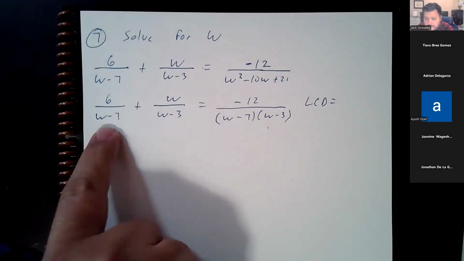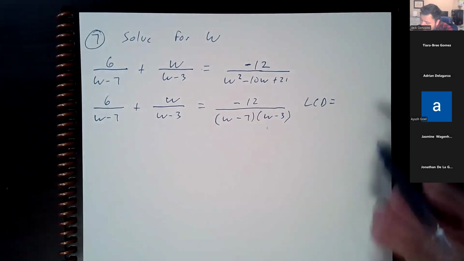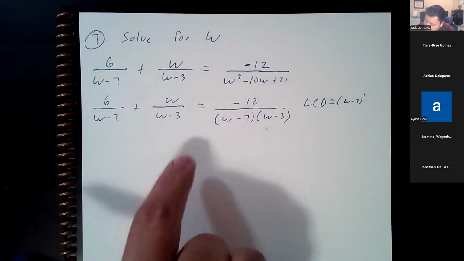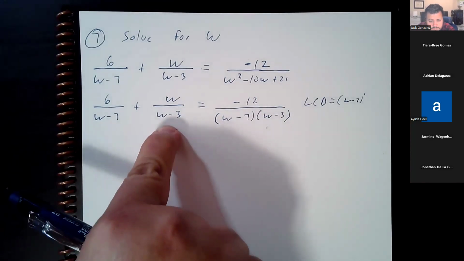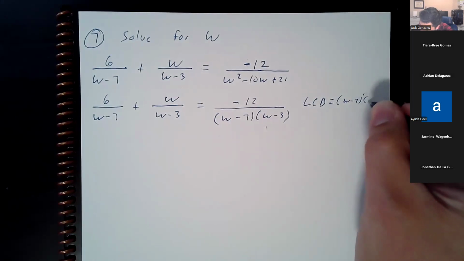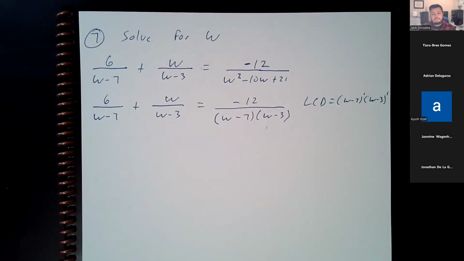Yeah, so how many W minus sevens appeared? One and one. So at most we have one of them. W minus three appeared once and once. We have one of those. So the LCD will just be simply those two products.